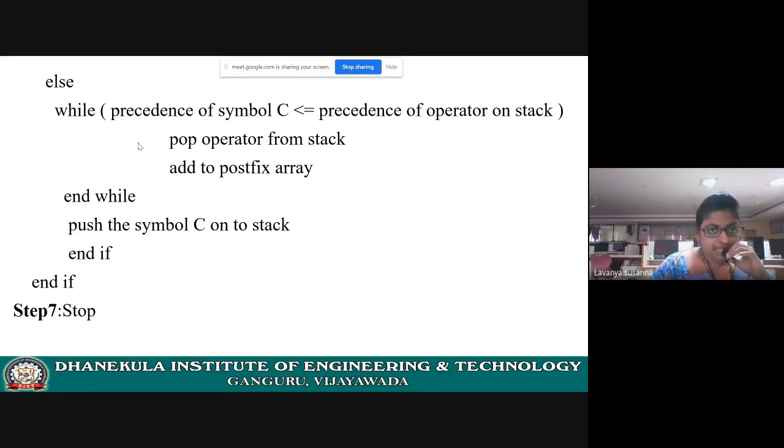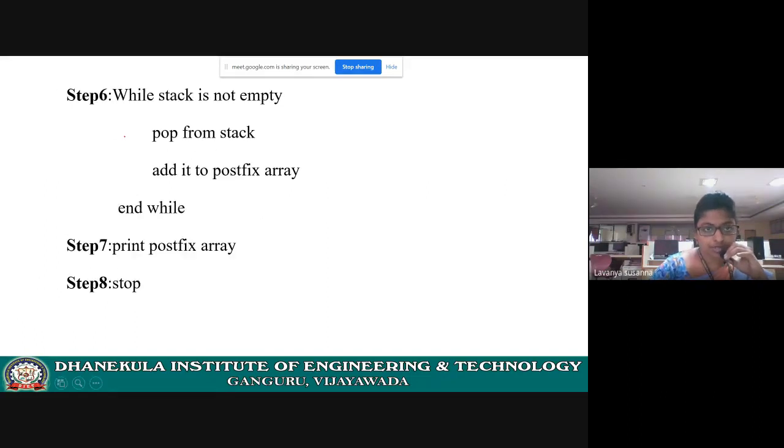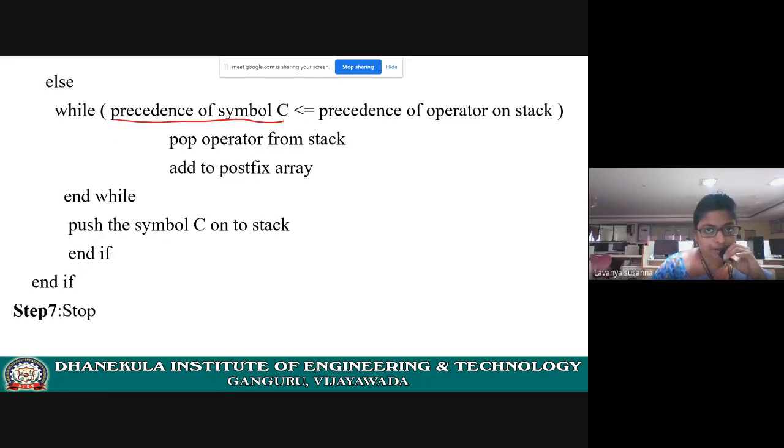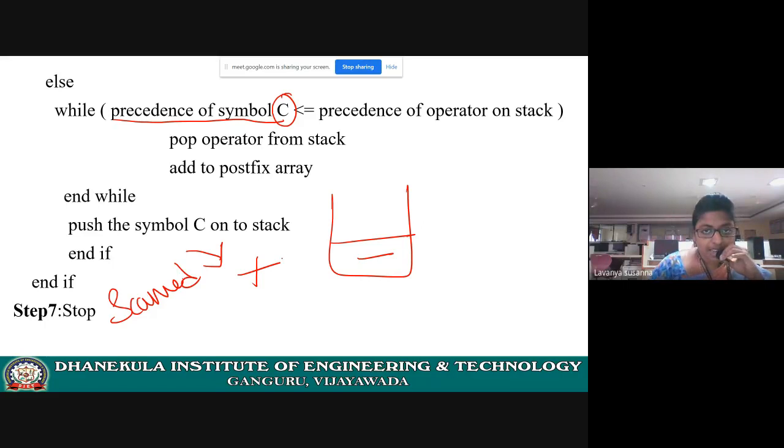Now, precedence of the scanned symbol. What is the scanned symbol here? C is the scanned symbol. Precedence of the scanned symbol is less than or equal to. Students, see here. If you got here a minus and you got a plus, this is the scanned symbol. If the precedence of the scanned symbol is less than the precedence of the symbol which is present inside the stack. What is the symbol present inside the stack? Minus, right? But see here, the precedence of plus and minus are equal.